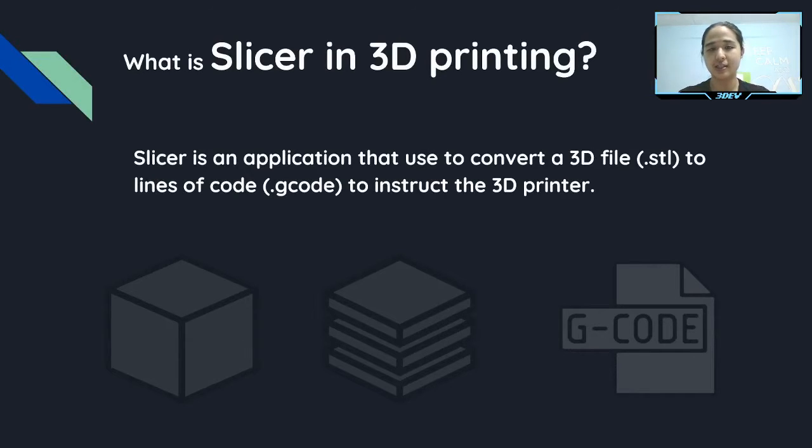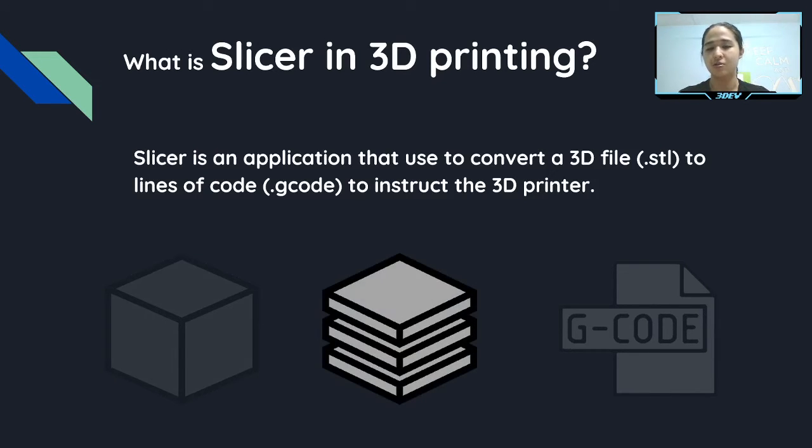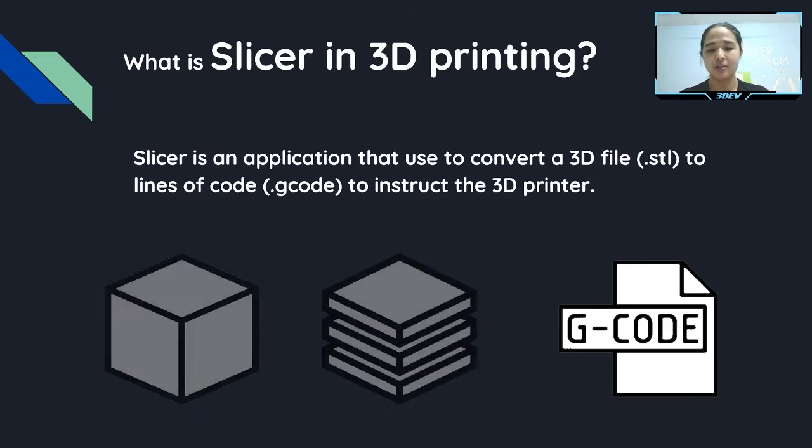So basically a slicer is an application that you use to convert a 3D file, which is in STL or OBJ, into lines of code. You slice it into layers, and each layer will represent lines of code, which we will save as G code. After that, this G code will perform the 3D print on your 3D printer. So this is the procedure. First, you have the STL file and you convert it to G code, and the G code will instruct your 3D printer to print out your model accordingly.